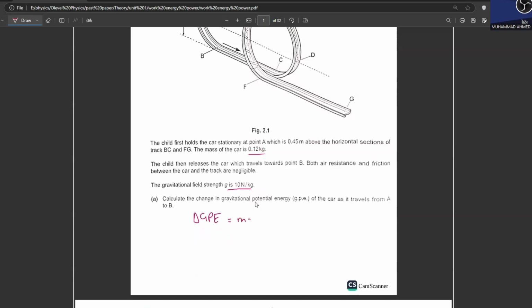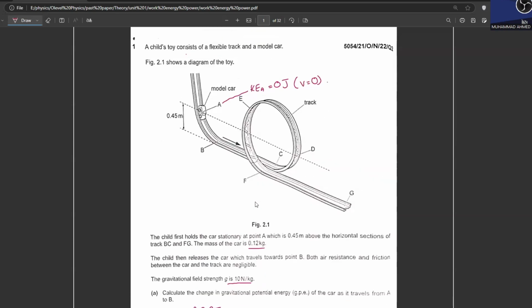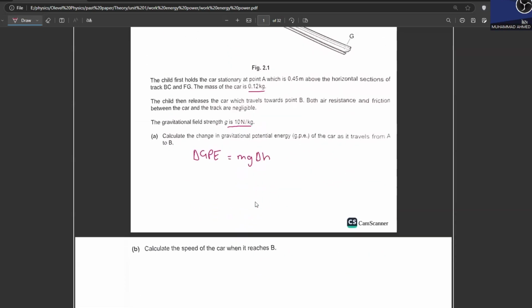Mass times g times change in height. As you move from A to B, what is the change in height? 0.45 meter. What is your mass? 0.12. What is your gravitational field strength? 10. So just plug in the values. 0.12 multiplied by 10 multiplied by the change in height, that is 0.45. What will your answer come out to be? 0.12 into 10 into 0.45 equals 0.54 joules.